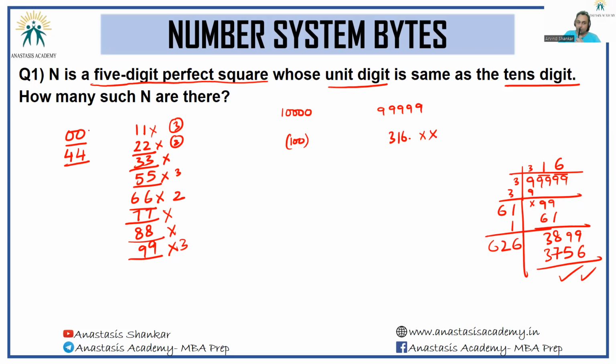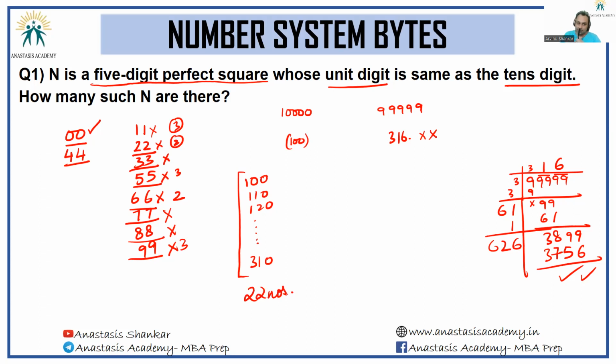Now, if the perfect square is ending in 0, 0, we know it has to be the square of some multiple of 10. So the list will go from 100, 110, 120, so on and so forth. The list will keep going up until 310. So how many numbers here? 10 to 31. We get 22 numbers here.